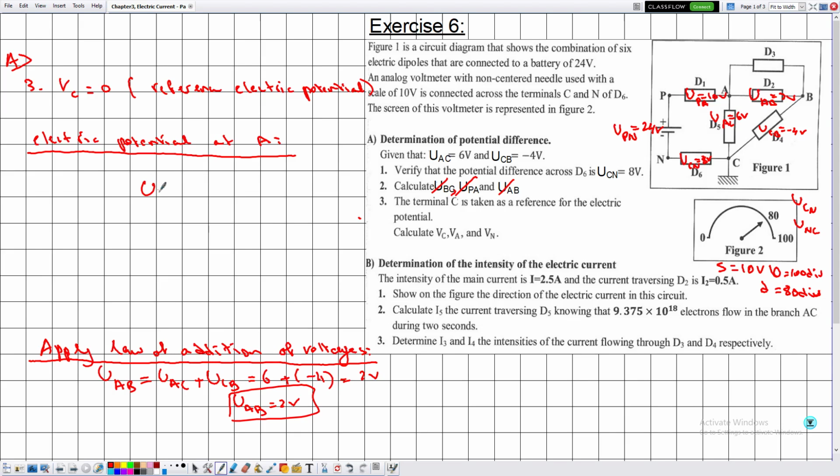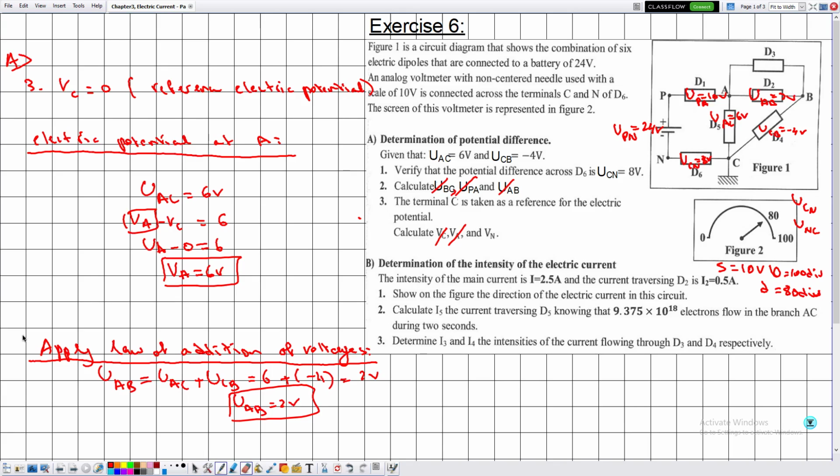So UAC is given by 6 volts, and in this case VA, which is the unknown, is encoded in this equation because VA minus VC is equal to 6. We are interested in determining VA. So VA minus 0 is equal to 6, which means that VA is equal to 6 volts. So we are done with part VA.